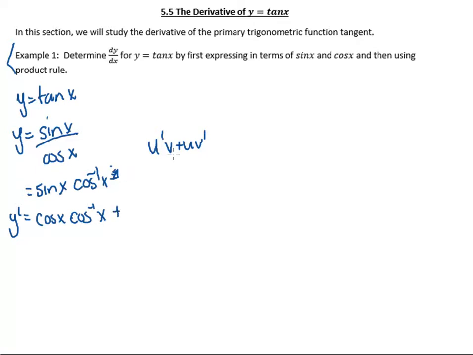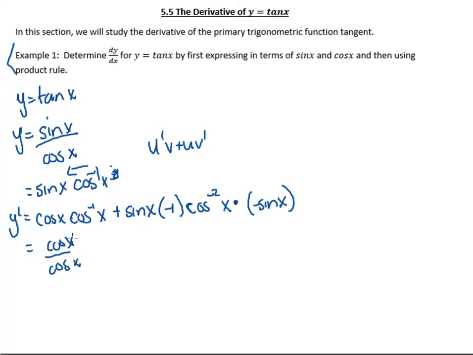And then we have plus the first thing as it is, which is sine x, times the derivative of the second thing. So bring that negative 1 down, times cos to the negative 2 x. Then we're going to do the derivative of cos x, which is negative sine x. Okay, cos x over cos x, that's what this is, and that's just 1. Okay, now we have negative 1. We have sine x times negative sine x, so another negative, which will be positive.